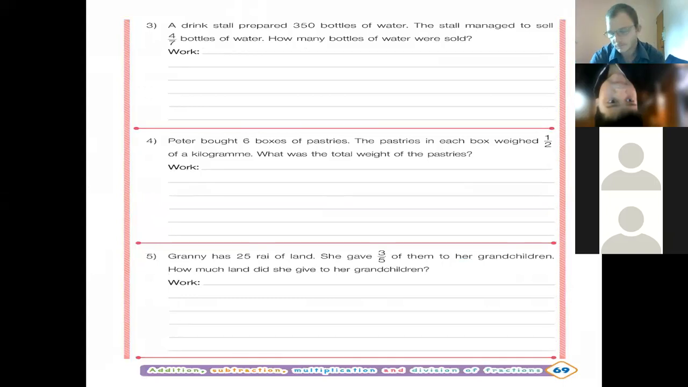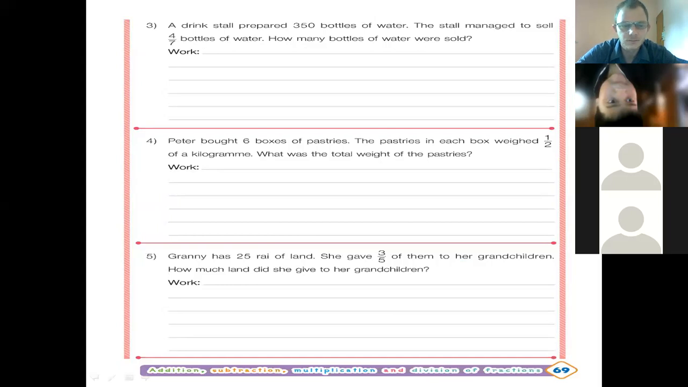The next one, let's look at some different ones. Still doing word problems, still focusing on trying to understand what the word problem wants us to do. Because if you understand the wording, we know what we should be doing or what the question is asking us to do. So a drink store prepared 350 bottles of water. The store managed to sell 4/7 of the bottles of water. How many bottles of water were sold?